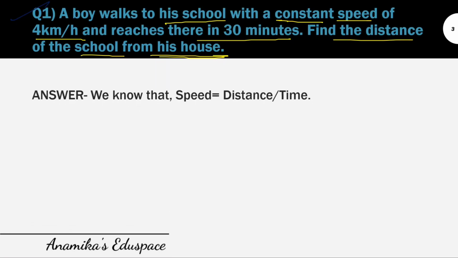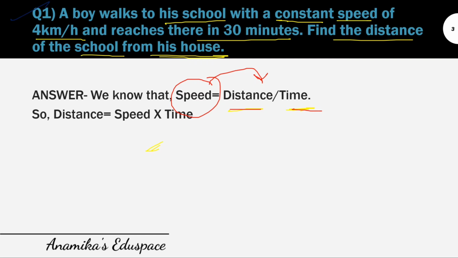Answer. We know that speed equals what? Speed equals distance by time. Clear, students? So how can we calculate the speed? This is a formula which is given in the book, that is speed equals distance divided by time. Clear?